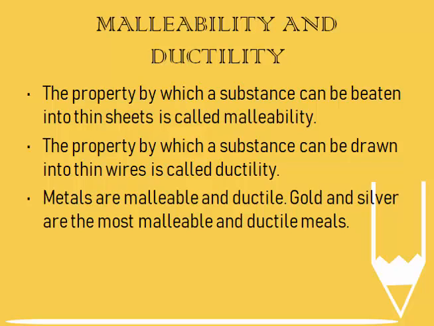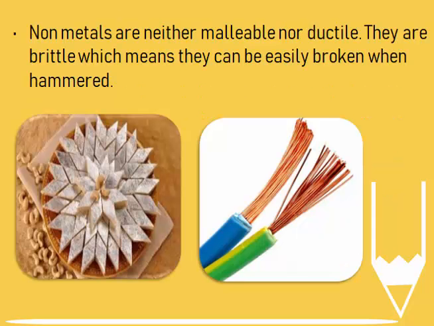Metals are malleable as well as ductile, यानी कि वो thin sheets में भी convert हो सकते हैं और thin wires में भी convert हो सकते हैं. Best examples are gold and silver. So gold and silver are malleable and ductile materials, that is metals. Okay, here is a correction, here metal is written, that is metals. Then non-metals are neither malleable nor ductile. They are brittle, which means they can be easily broken when hammered. For example, sulfur and phosphorus are solid non-metals which are non-malleable and non-ductile.